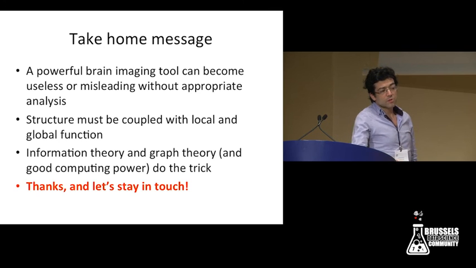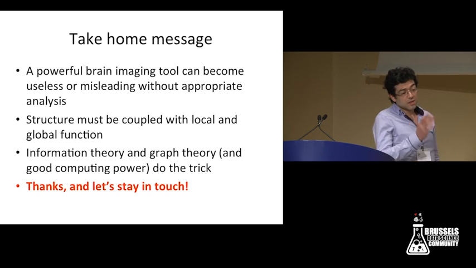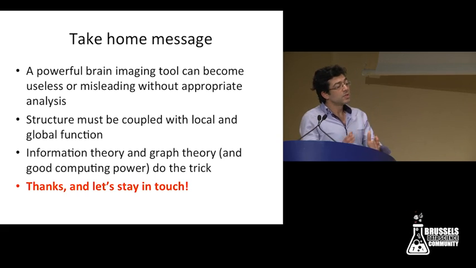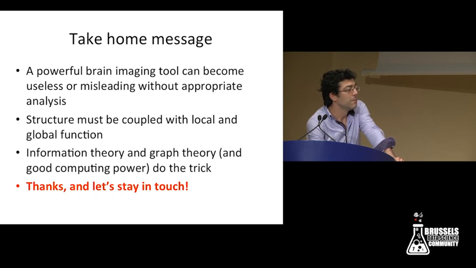So the take-home message for you is that powerful brain imaging such as fMRI can become useless or misleading without appropriate analysis. Structures must be coupled with local and global function. And in this case, information theory and graph theory will do the trick.